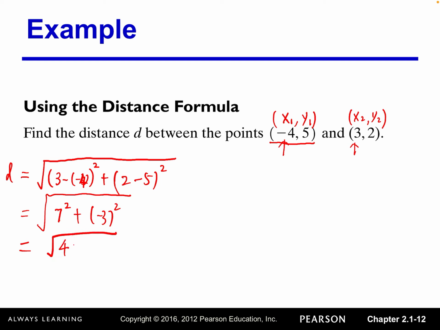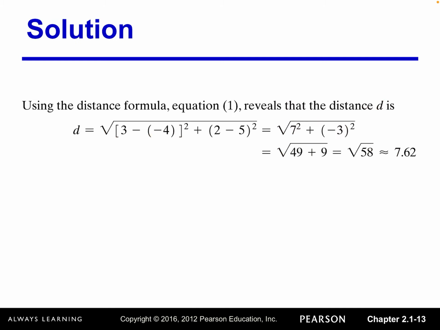Further simplifying, 7 squared is 49, and -3 squared becomes a positive 9. So we get the square root of 58. You can just keep the answer like that. If you want to simplify further, you can use a calculator to find a decimal. That's 7.62 if we keep 2 decimal places. So that's how we use the distance formula to find the distance between these 2 points.